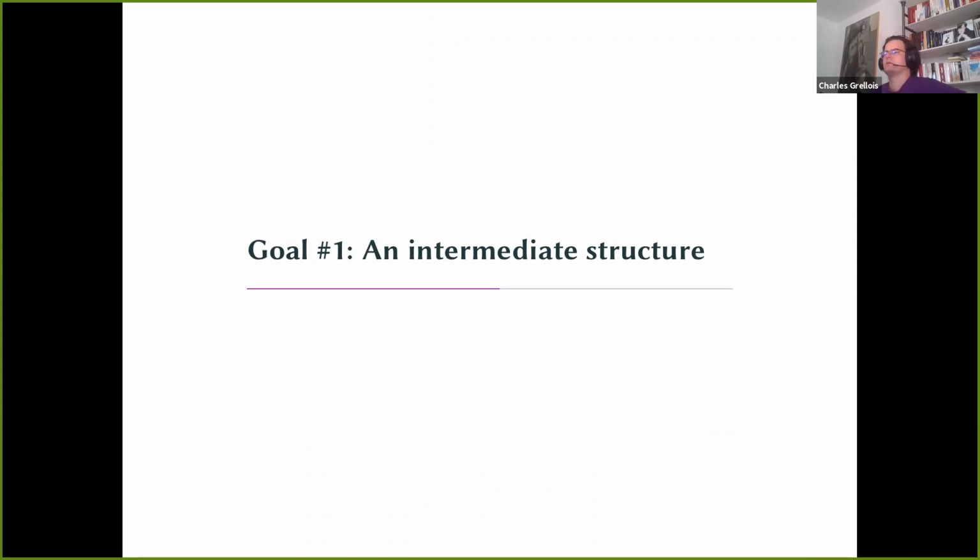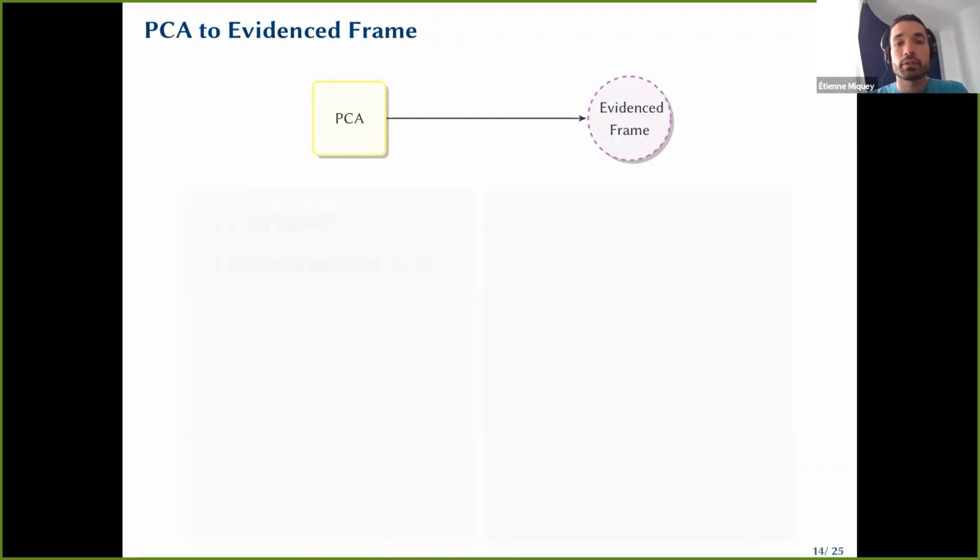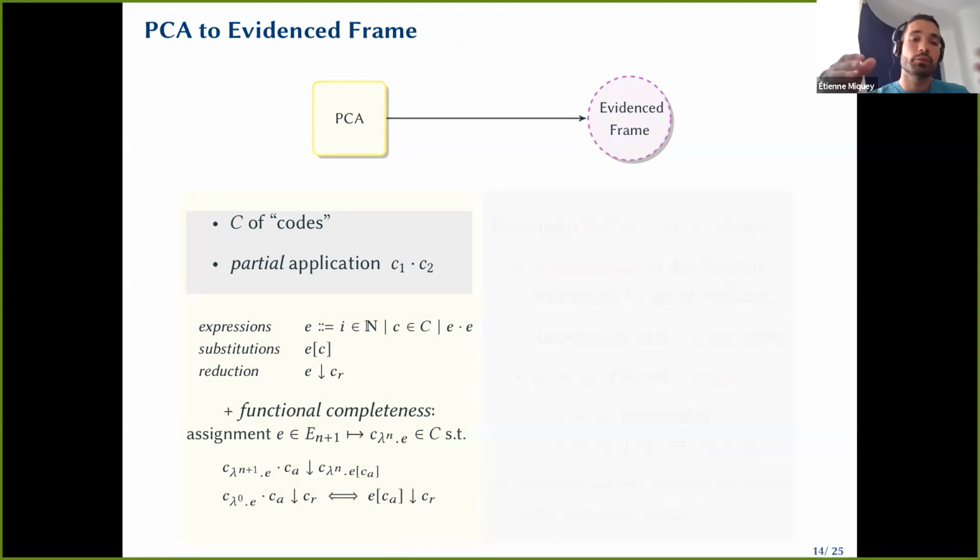Great. Okay, so back to the two goals I was mentioning before. With this, I first have to show you that indeed we have an intermediate structure which is in between PCAs and triposes. And to go from PCA to an evidence frame, it's pretty easy. So if you take as a definition of a PCA a set of codes that has a partial application and an extension to expressions with free variables, such that you have an assignment of expressions with free variables to codes, which satisfies what should be satisfied by the pure lambda calculus. So that's what we call the functional completeness requirement. But you can take a definition with K, S, and the application if you prefer.